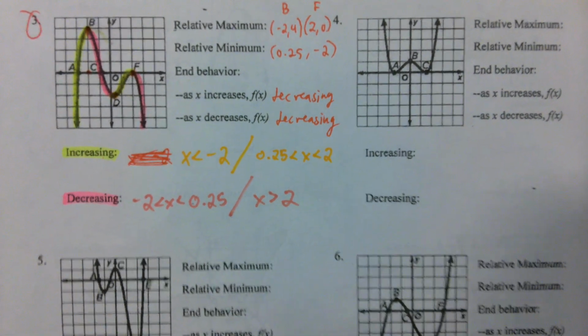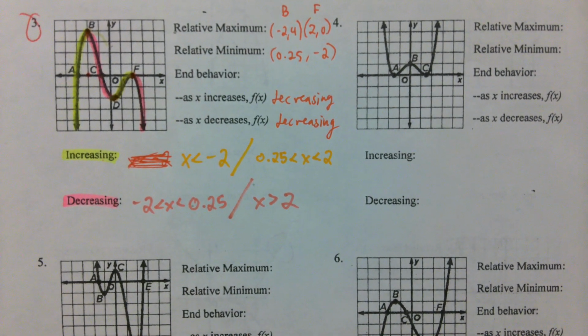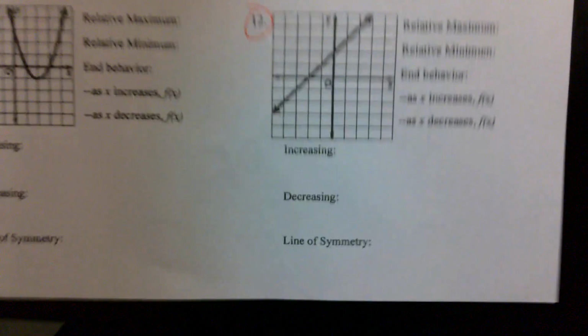So increasing, decreasing, think about the roller coaster. If you're talking about positive, negative, you should think about the ocean and the sand, right? Whether you're below the ocean or you're up on the sand. Flipping over to the back to take a look at number 12.